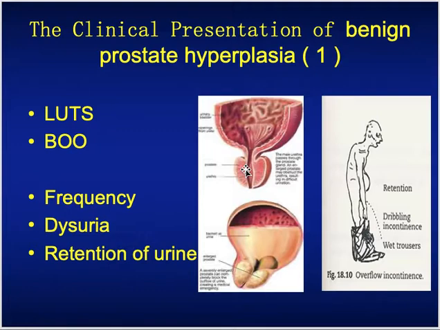These symptoms are also called voiding symptoms, symptoms which come when you are urinating. And then there are some storage symptoms. What are storage symptoms? Basically they are more related to the bladder. For example, urgency is a storage symptom.